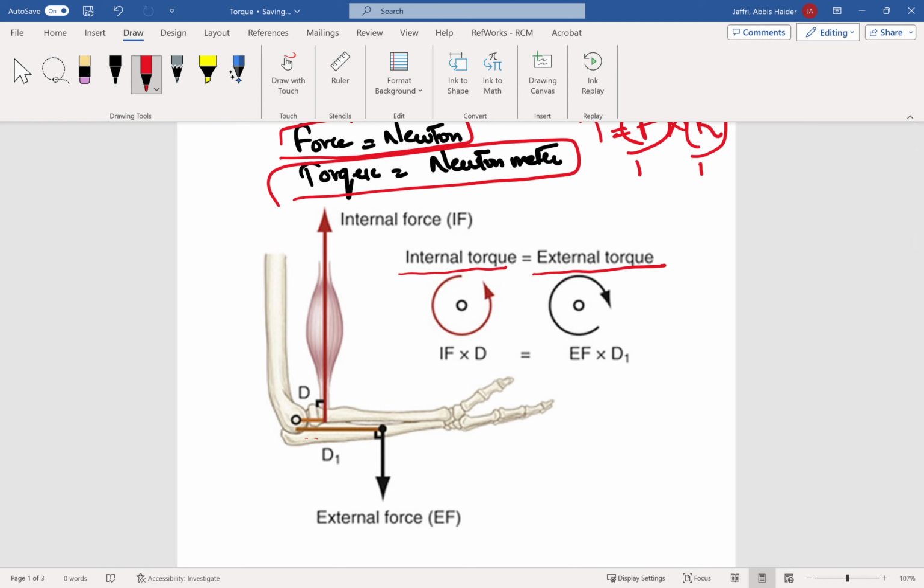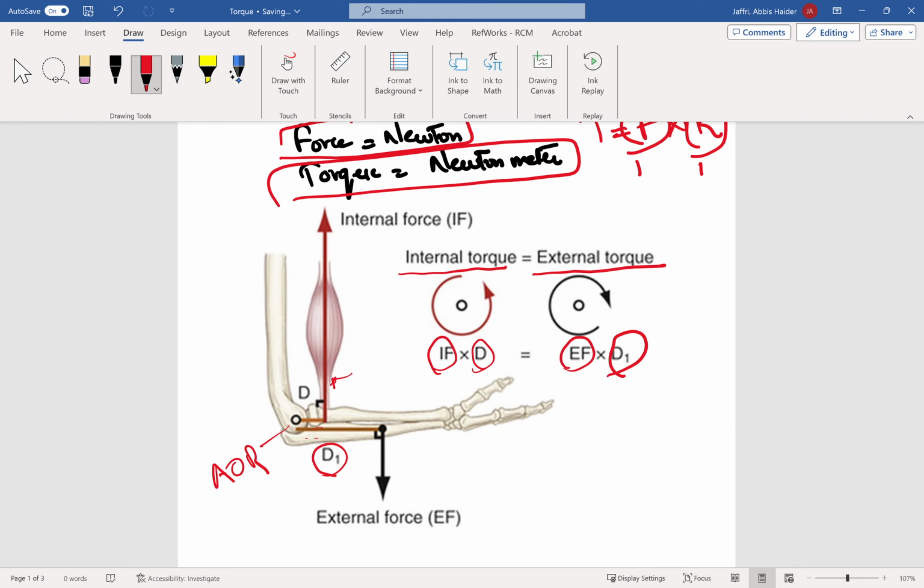So what is external torque? External torque is your EF, that is external force, and D1, that is your external moment arm, which you can see here, and this brown line represents that. Similarly, you have an internal force, and D, your internal moment arm, represented by this. Moment arm is the distance between the axis of rotation, this is your axis of rotation, and the line of action of the force. This is the line of action for the external force, and this is the line of action for the internal force.